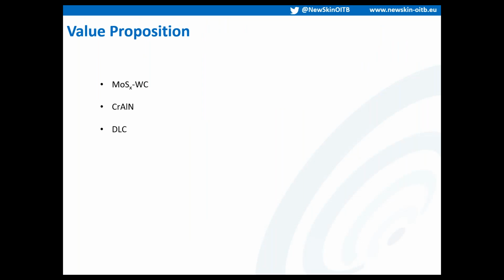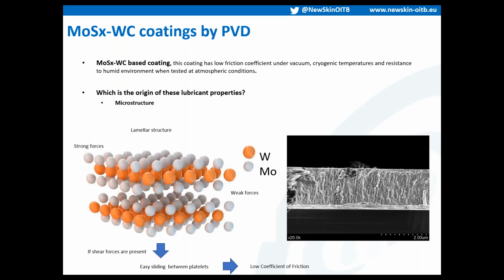The coatings that we are working on are 3 different coatings: molybdenum disulfide doped with tungsten carbide, chromium aluminum nitride coatings, and also DLC coatings. The molybdenum disulfide coatings doped with tungsten carbide show a low friction coefficient under vacuum and cryogenic temperatures, and are also resistant to humid environments when tested at atmospheric conditions.